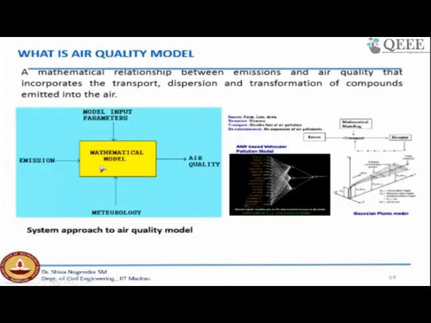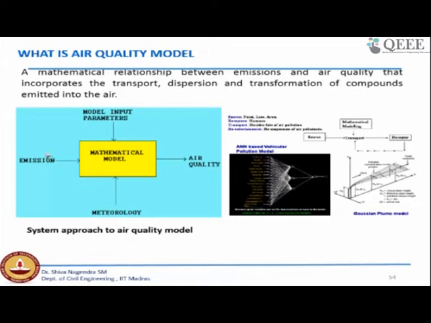Okay, so now I'll try to introduce you to the model. First of all, try to understand what a model is. It is a mathematical equation that tries to relate emissions and air quality, incorporating transport, dispersion, and transformation of various pollutants emitted into the air.